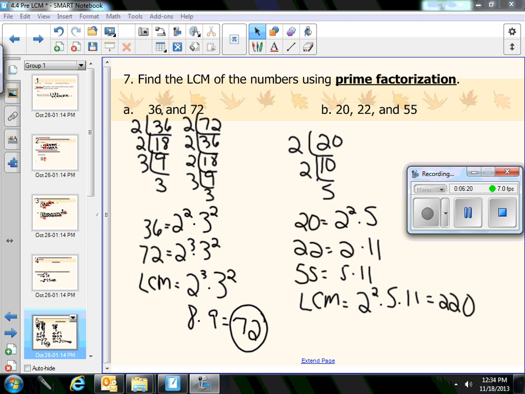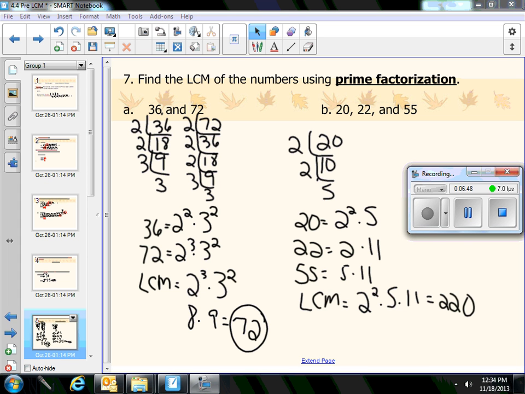Okay, note, I did the prime factorization for 36 and 72. I took each factor to the highest power, then I multiplied them. Notice the way that I put them: I listed each prime factorization, then right below it put LCM. The same for 20, 22, and 55.